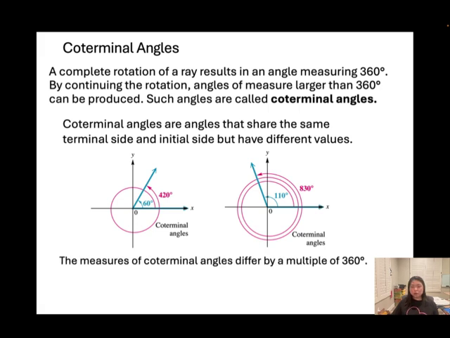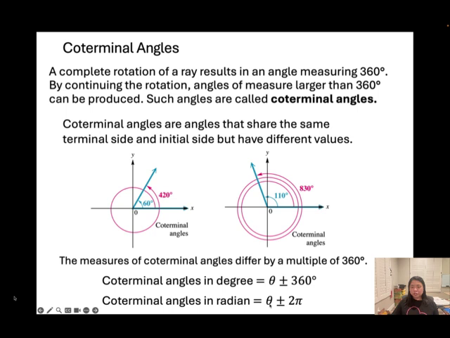In order to find the coterminal angles, you could just add or subtract 360. You could try 60 plus 360, that would be 420. You could keep adding 360, so that's also a coterminal angle. This one, 110, you're going to add 360 and then add 360 again. That will be 830. If you are working in radians, then you're going to do theta plus or minus 2 pi. Okay, this is how you find the coterminal angles.